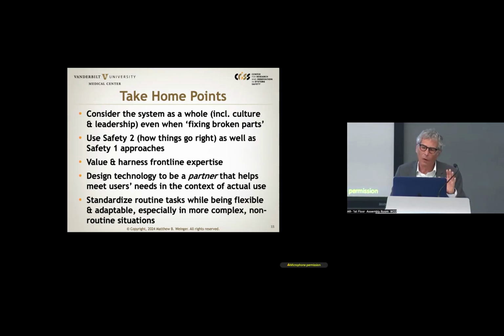And then one other thing is, it makes sense to standardize, but you've got to be flexible and adaptable, especially in more complex non-routine situations. So if you standardize and take all the flex out of the system and penalize people who deviate from the standardized protocol, you're going to create more risk than reduce it.